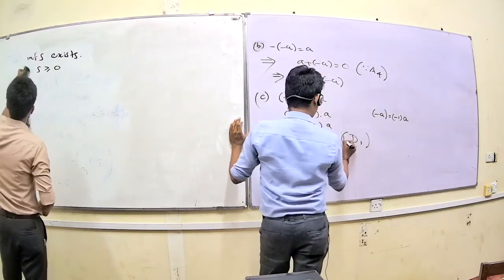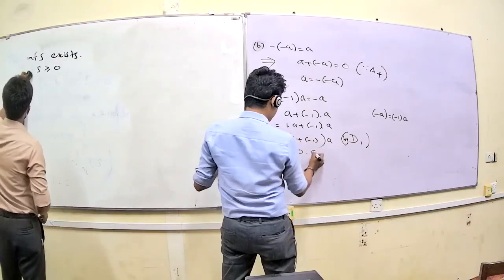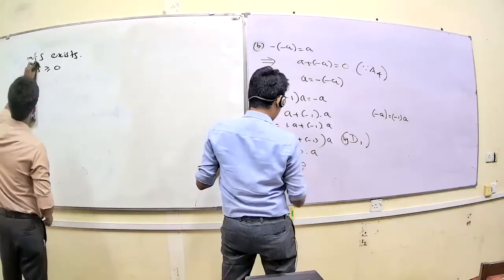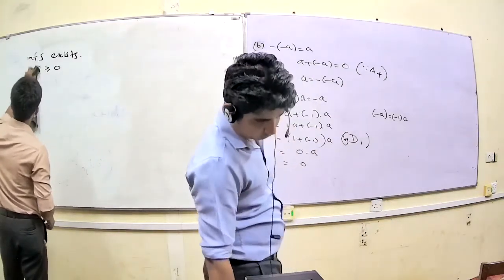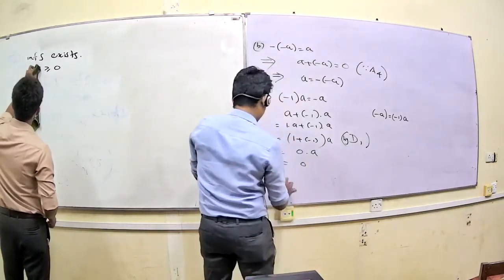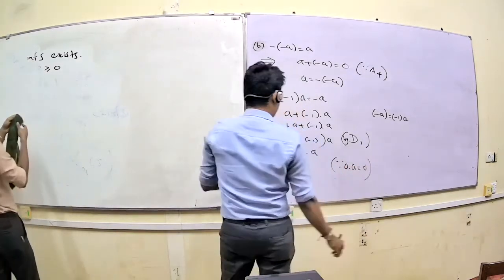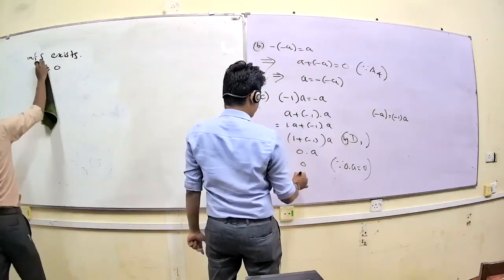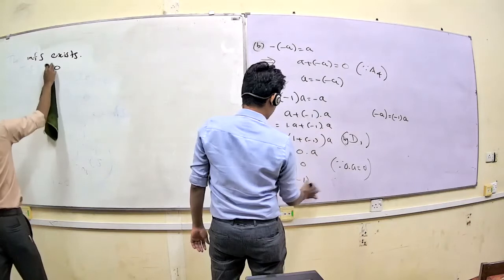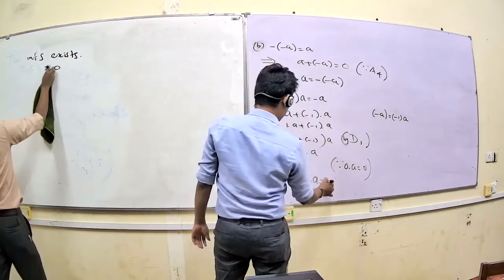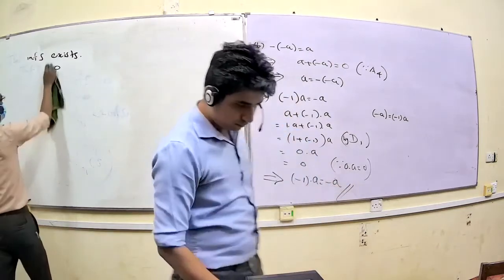This is D1. But this identity 1 and minus 1, therefore 0 into a. Or you prove 0 into a, again 0. Therefore, this one implies because 0 into a is 0. Therefore, you can write this minus 1 into a can come here. This one equal to 0, no, therefore minus a.